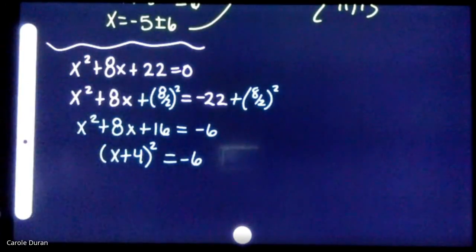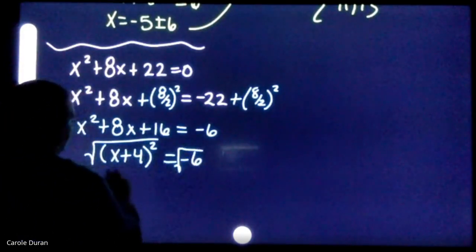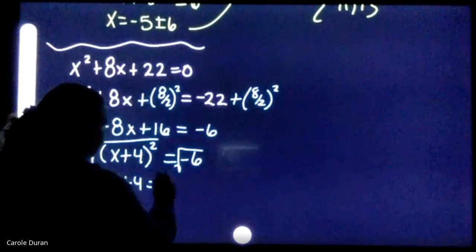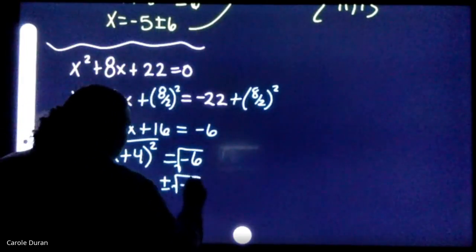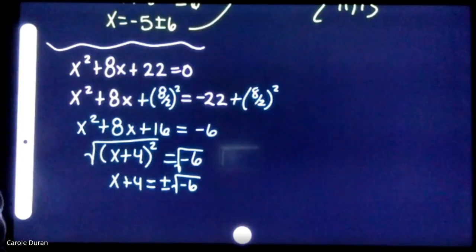My goal now is to solve for x, so I need to square root both sides. And I get x plus 4 equals plus and minus the square root of negative 6. Uh-oh. I have a negative under my square root. Is that possible?